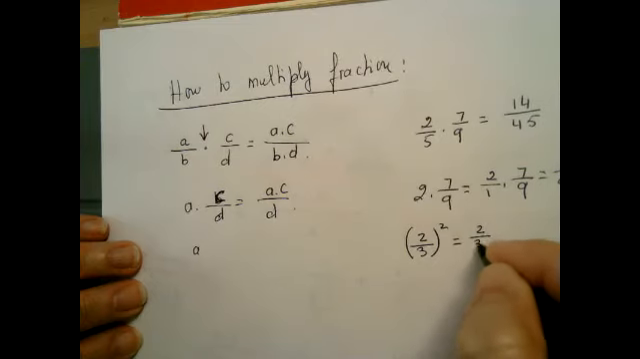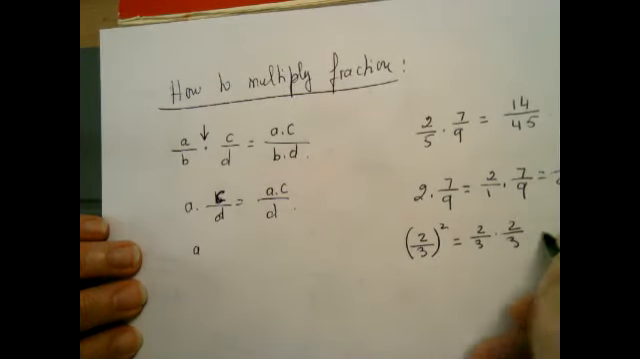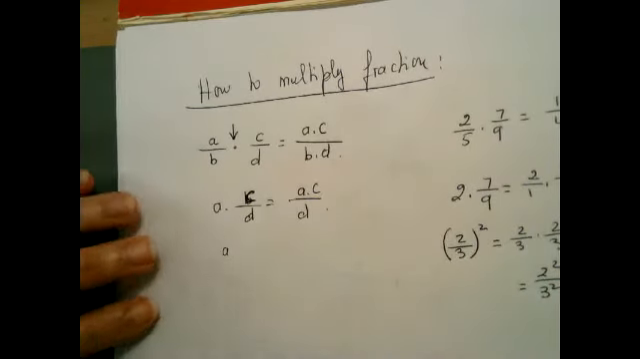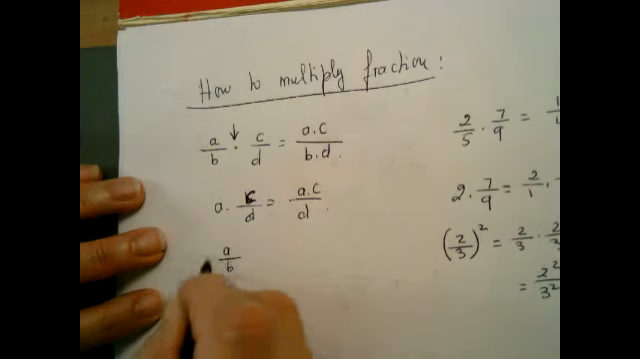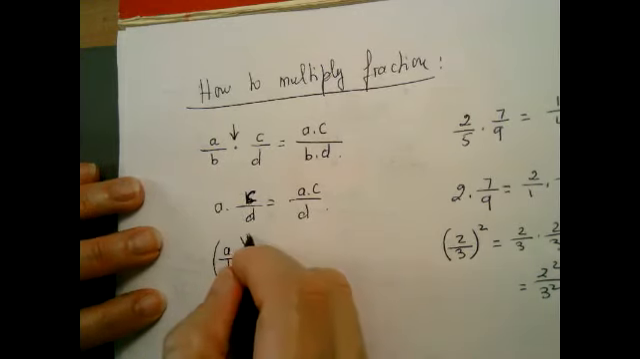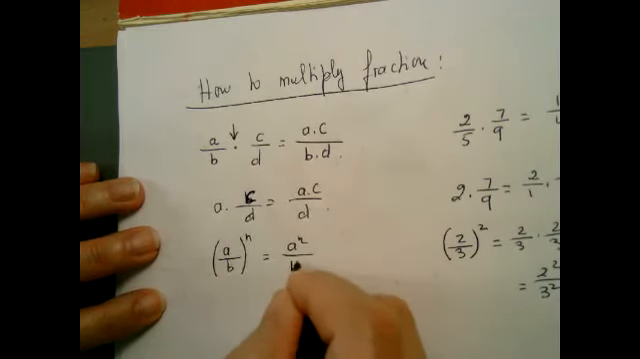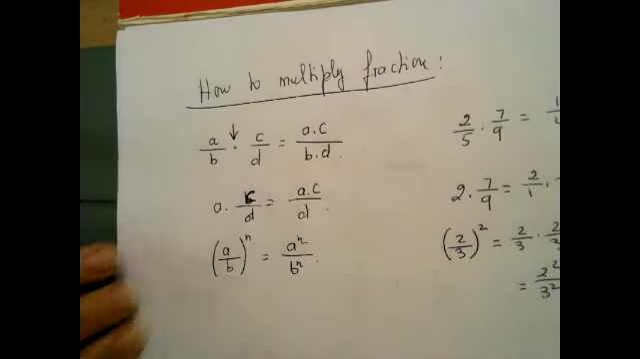It's 2 over 3 times 2 over 3, right? Simple. Now how to multiply those? It means 2 times 2 over 3 times 3. But this means what? 2 squared over 3 squared. So do not think about fractions. If you have A over B and you raise it to a power, 2, 3, 4, any power, so n is a power, it means A to the n over B to the n. All right? So this is how to multiply them.